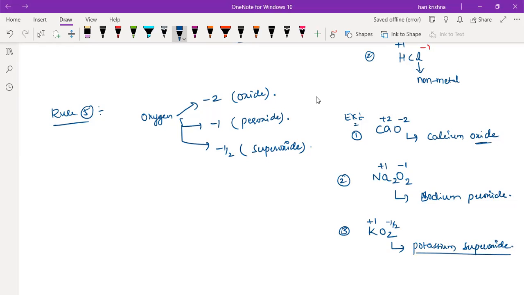I hope everything is clear now, when you use the oxide, when you use the peroxide, when you use the superoxide. For peroxide, once again, can you explain how we got -1 there? Sodium is +1, so it will show 2 into +1, +2. Now oxygen is -1, but we have two oxygens, so 2 into -1 is -2. So both cancel out each other. You got 0, right? If oxygen is in the -1 state, then that is a peroxide.